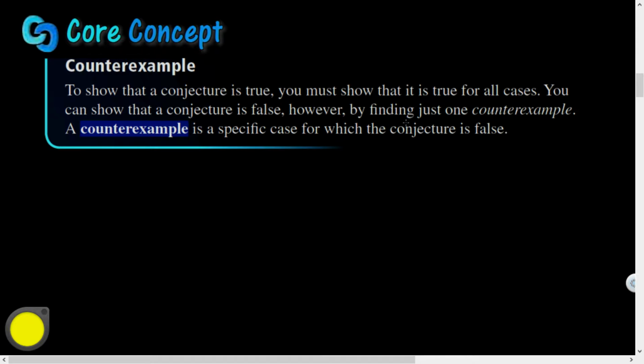But to show a conjecture is true, you must show that it is true for all cases. And so how do you do infinitely many cases? That's an interesting challenge mathematically. You can show that a conjecture is false, however, by finding just one counterexample, right? Talk about throwing a wrench in someone's, I don't know how to finish this analogy. Whatever. And a counterexample is a specific case for which the conjecture is false. So we can disprove any claim with a single counterexample. And then mathematicians have found a variety of ways of proving things true for all cases.